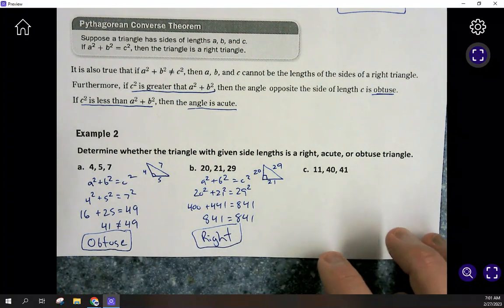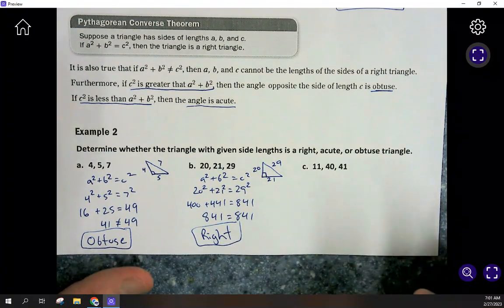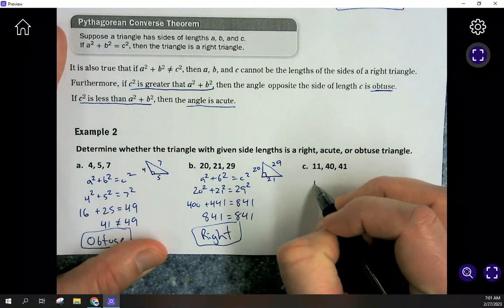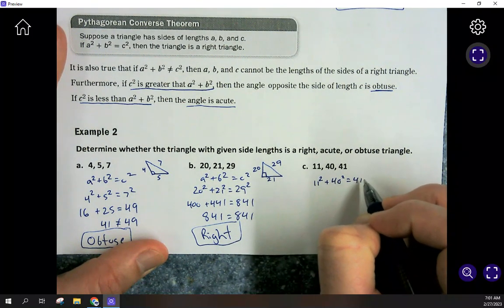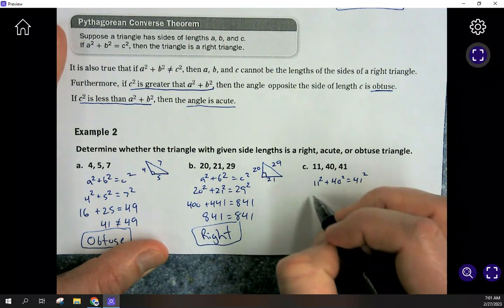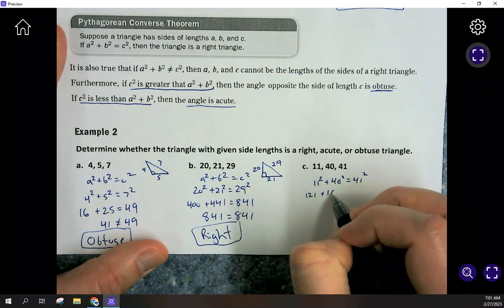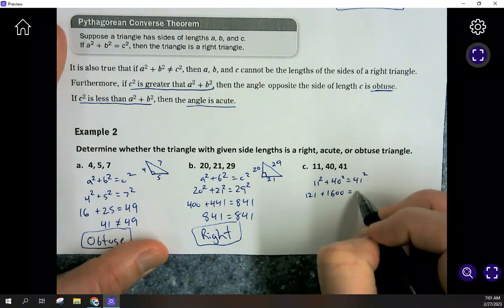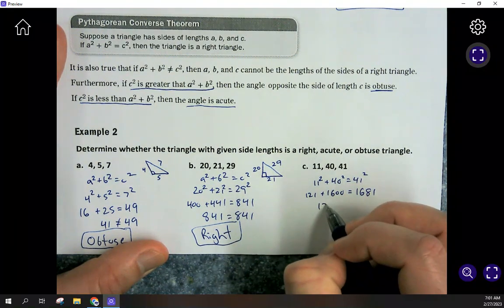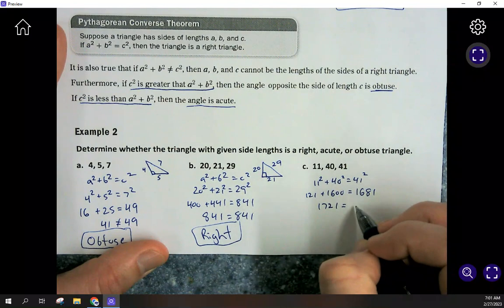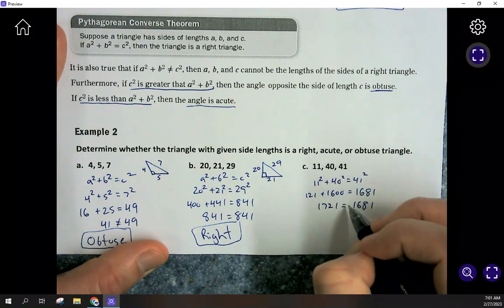All right, and then of course I'm going to give you one so you can see what an acute looks like. So it's 11 squared plus 40 squared. 41 is the largest. It goes in for C. So we get 121, 1600, and this is 1681. When you combine these, we get 1721 equals 1681, which is not true.